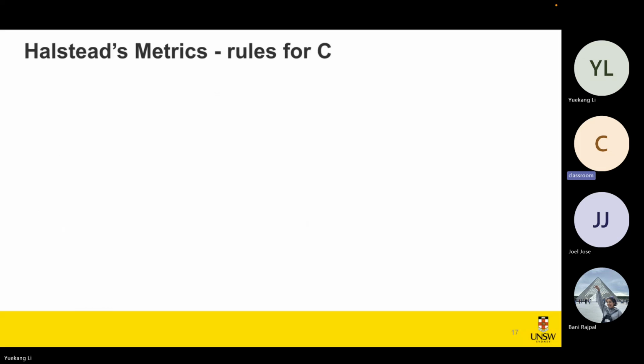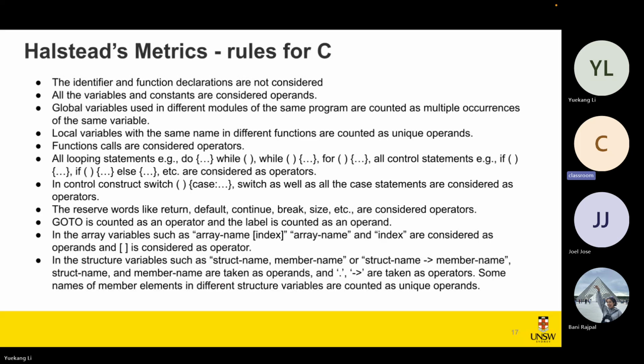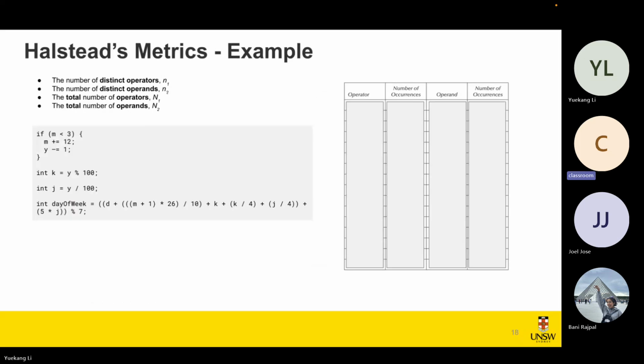And here we provide some rules for C programs. I won't read through all these rules in this lecture because you can see it's quite overwhelming, but you can use these lecture slides as a piece of lecture notes to check whether something is counted as an operator or an operand. So this is just for your reference. Basically, you just need to know that these rules deal with whether a keyword or something should be counted as an operand or operator. So that's it.